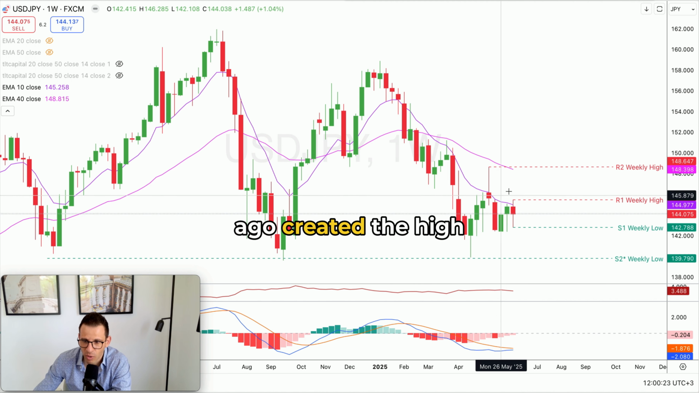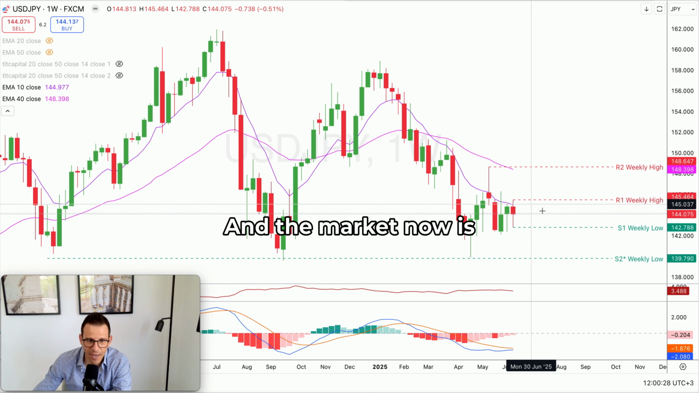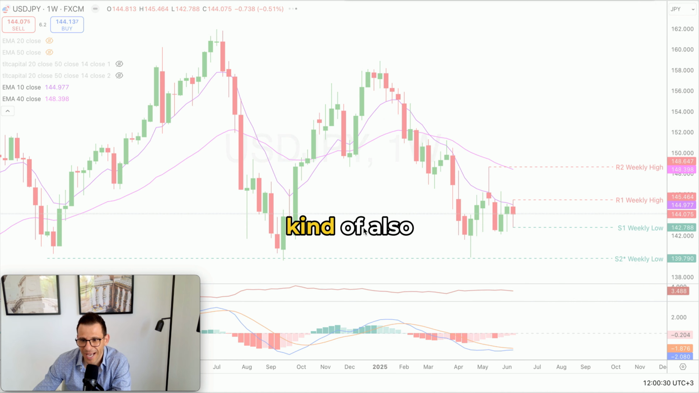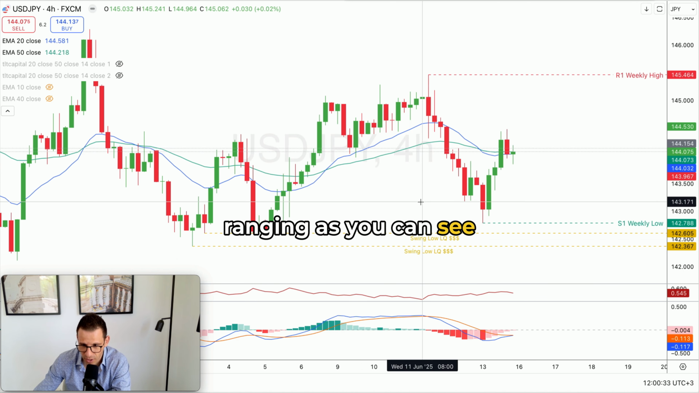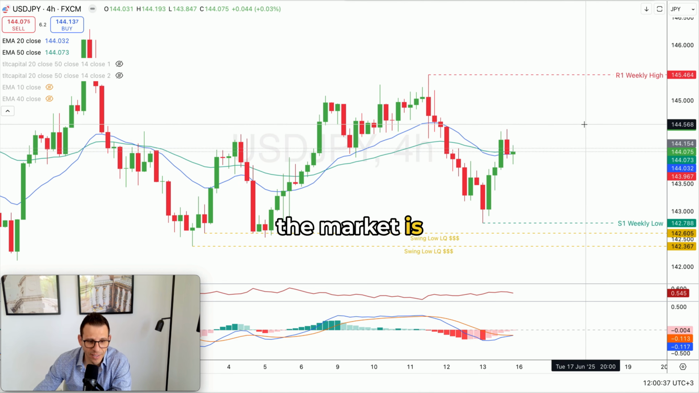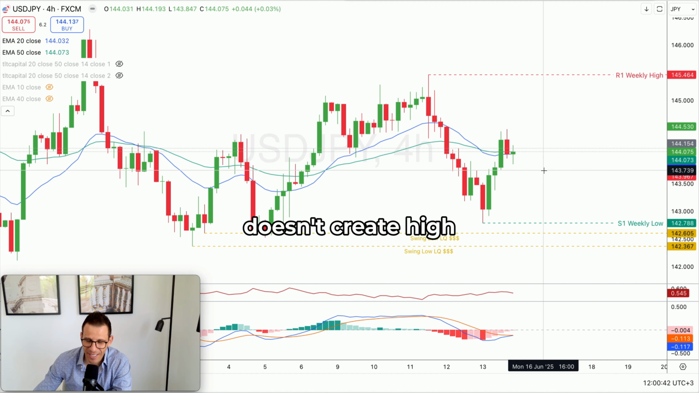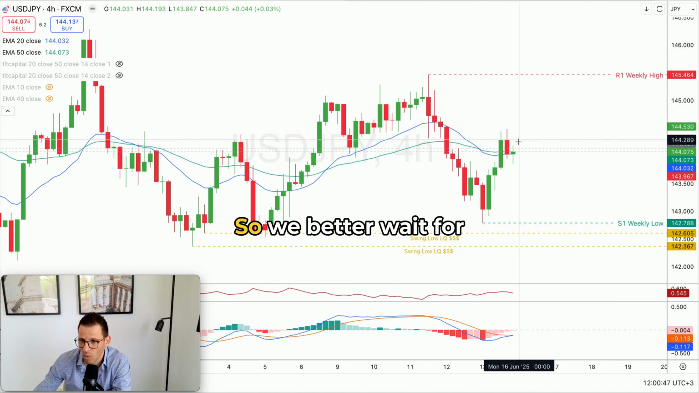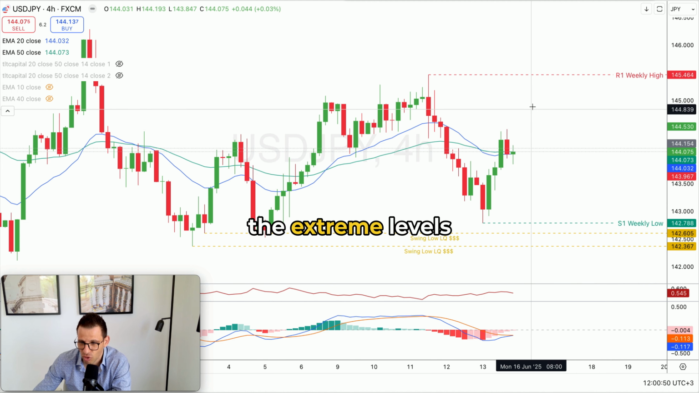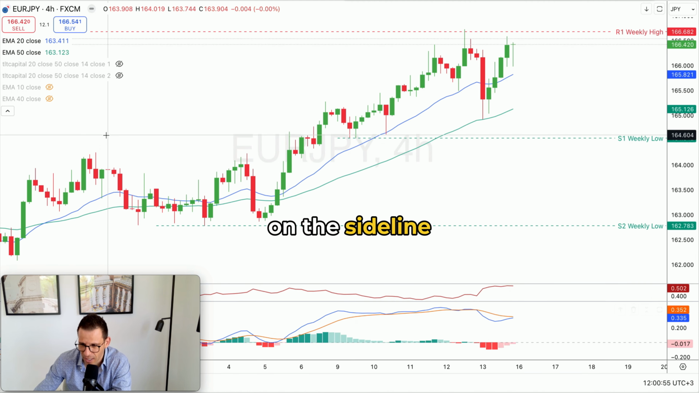Actually, 2 weeks ago created the high and the low. Last week we didn't see the continuation, and the market now is also kind of ranging, as you can see on the 4-hour time frame. Now, as the market is ranging and the price is somewhere in the middle, it doesn't create high probability trades from this point, so we better wait for the market to reach the extreme levels and see how we can take some trades. So far, I'm on the sideline on this one.